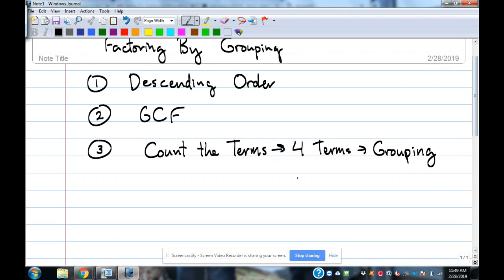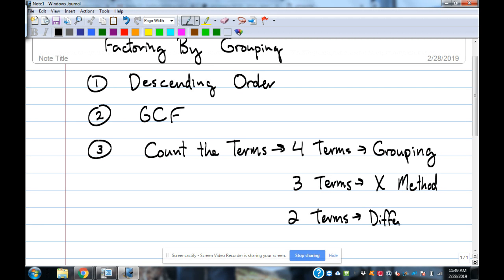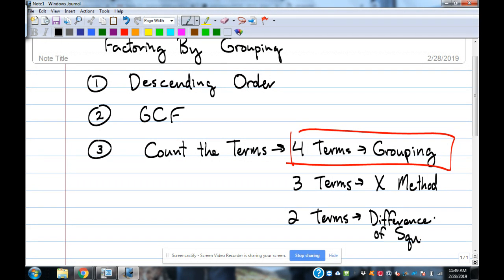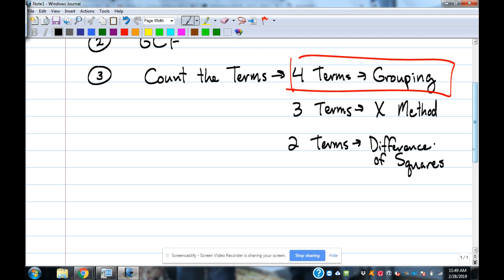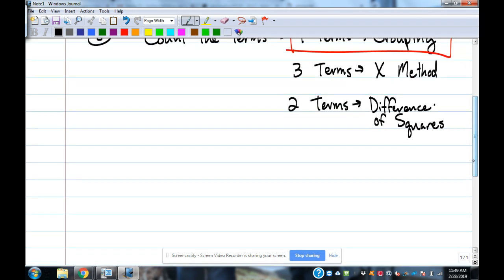As we progress here, we'll get to things that have 3 terms, and we'll do this thing called the X method. And then there's 2 terms. We'll do this thing called difference of squares. Today, all we're doing is grouping. That's the only thing we're doing today. So nothing else, this other part is stuff we'll get to next week, probably. Okay. So counting terms, 4 terms. We're going to do grouping, and everything we're seeing today is going to be factoring by grouping.